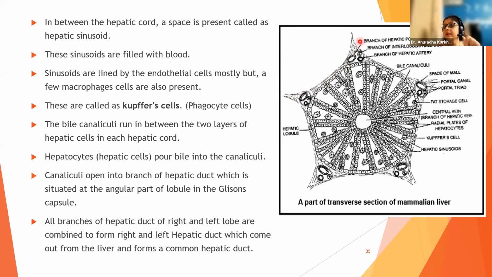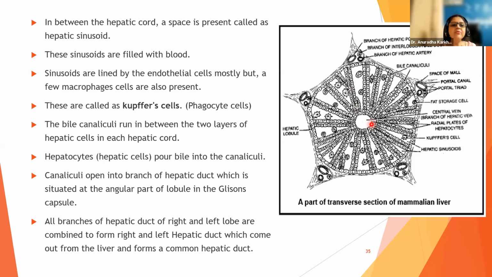So what is hepatic cord? Hepatic cord is nothing but two rows of hepatic cells combined together. The spaces between two consecutive hepatic cords are called hepatic sinusoids. These sinusoids are filled with blood. So why do we require this gap? What is the function of this gap? The function of this gap is entry of blood.